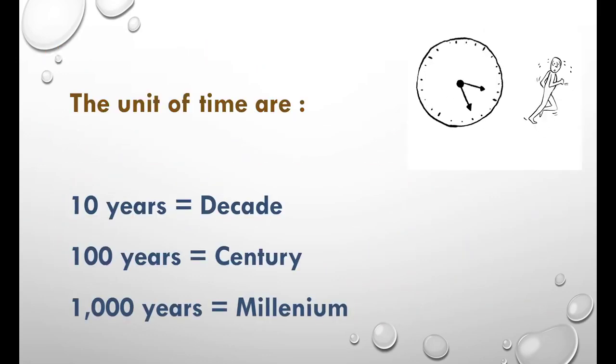And now, let's review the units of time. Please repeat after me. The units of time are: 10 years is equivalent to 1 decade. And 100 years is equivalent to 1 century. And 1,000 years is equivalent to 1 millennium.